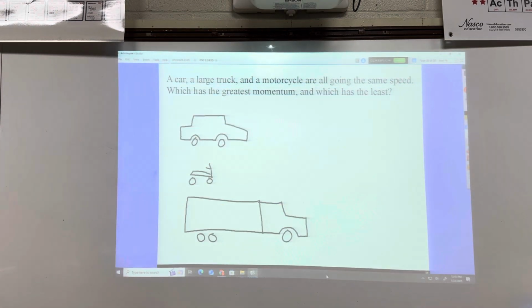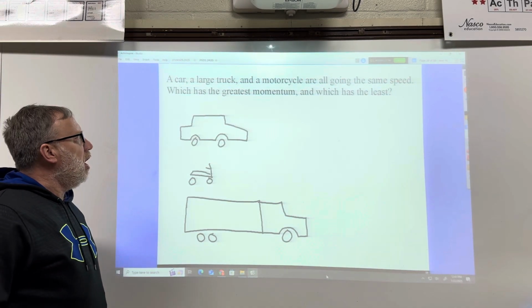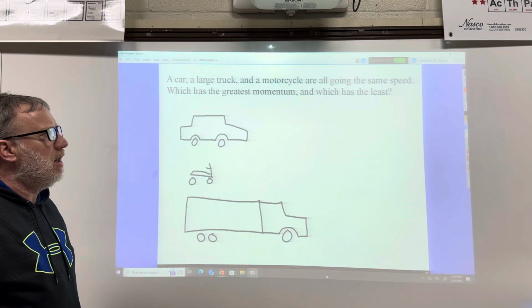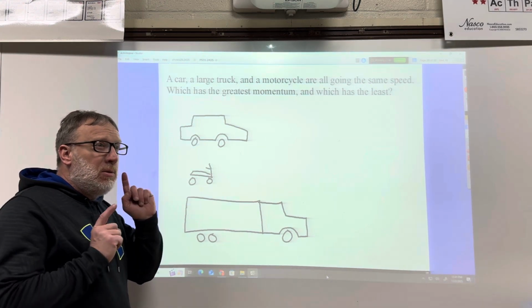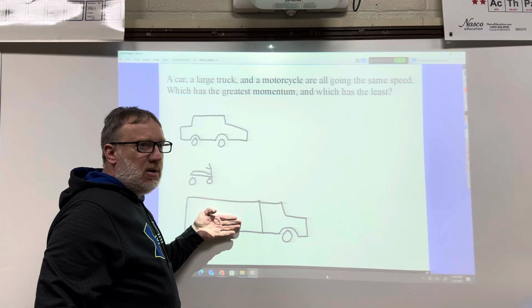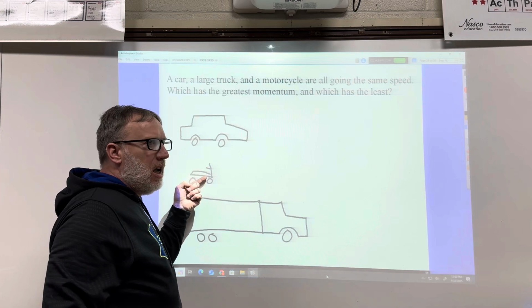Oh, well, first I want to ask you this problem. You've got a car, a truck, a motorcycle, all going the same speed. Which has the greatest momentum, which has the least? Well, if they're all going the same speed, side by side down the highway, this has more mass, so it's going to have the most momentum. This is going to have the least.